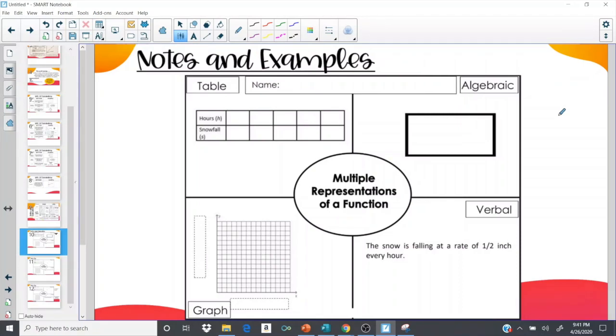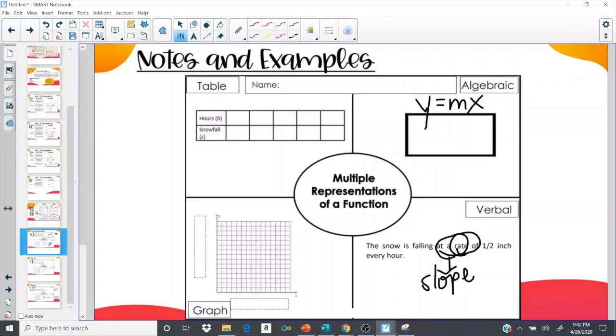And here it says the snow is falling at a rate of 1/2 inch every hour. So this phrase is telling us that this is a slope keyword, especially this word rate. Therefore this will represent a multiplicative relationship, so we will use the equation y is equal to mx.